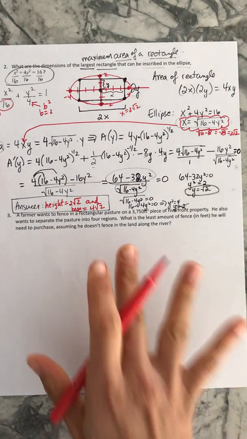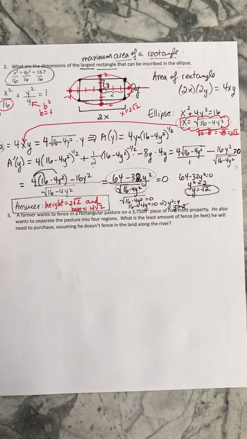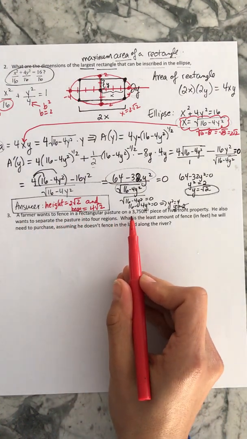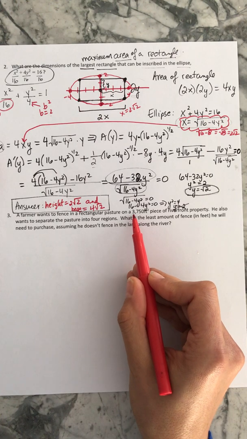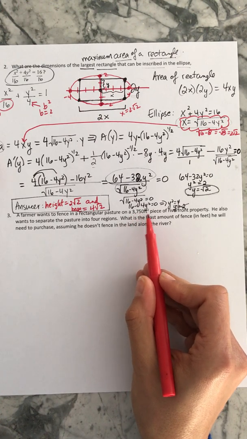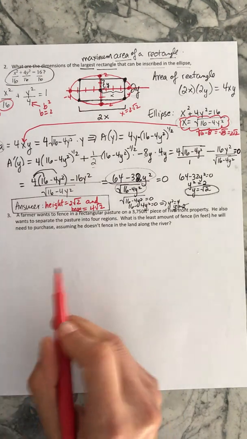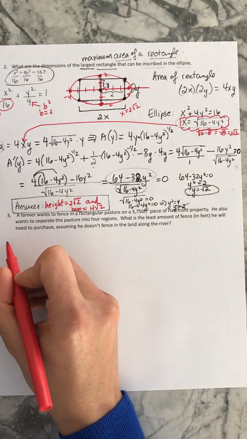Okay, one last problem. I hope you're still paying attention. It says, a farmer wants to fence a rectangular pasture on a 3,750 square foot piece of riverfront property. So I wanted to include the picture with this and I forgot. So let's just include it now.